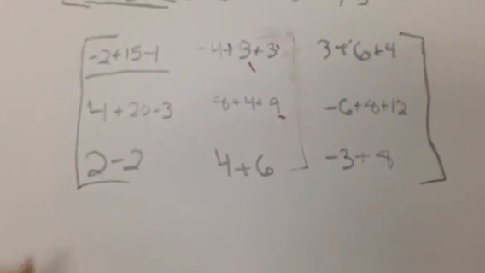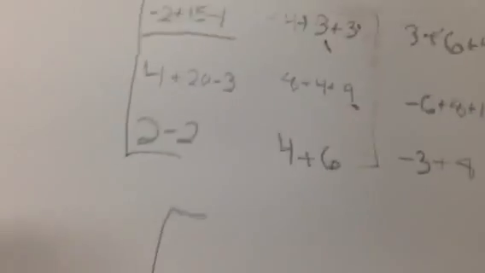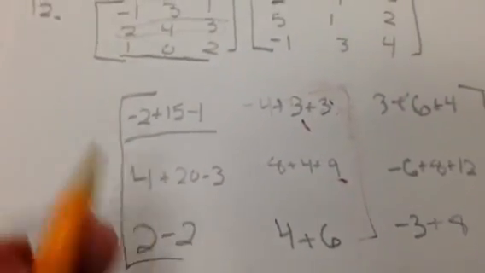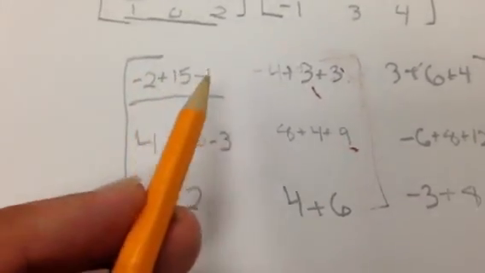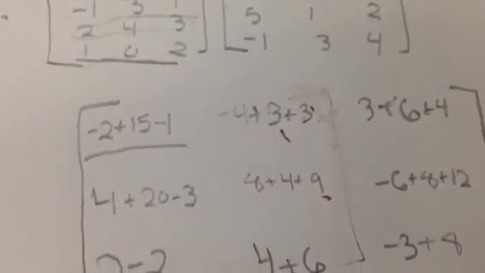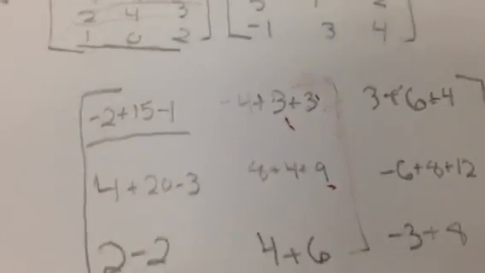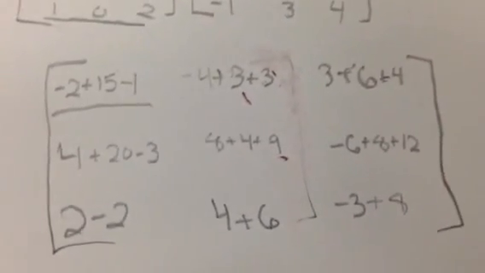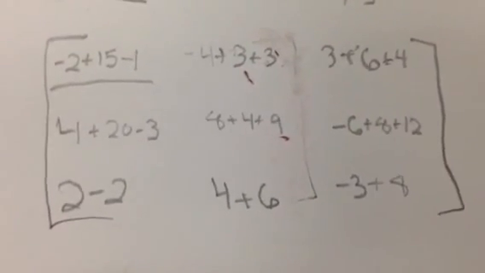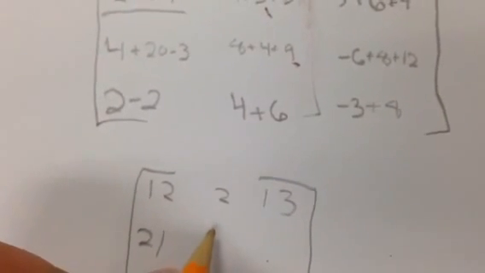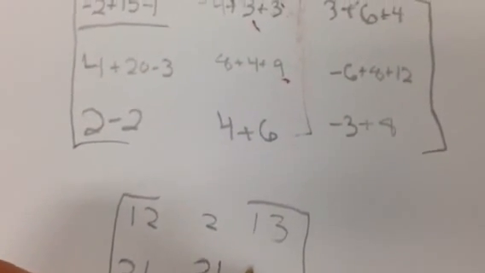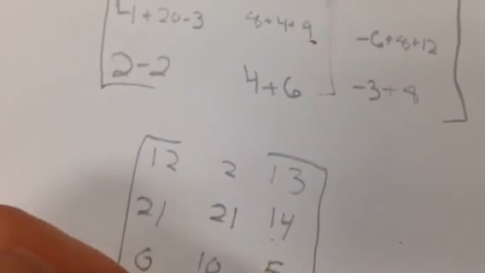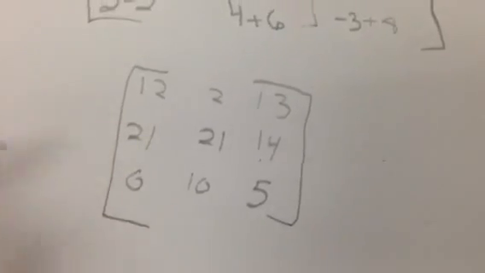So we have this portion here. We can go ahead now and simplify those. So negative 2 plus 15 is positive 13, then that's 12, 2, 13. And then 21. And that's 17 plus 4, also 21. 14. 2 minus 2 is 0. 10, 5. So this here should be our answer to this multiplication.